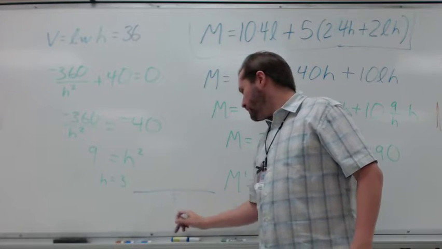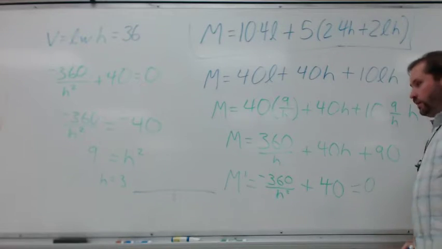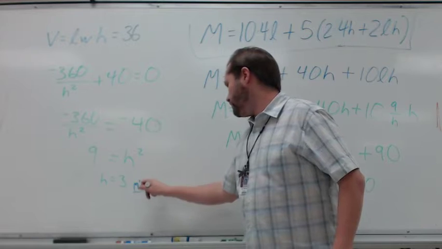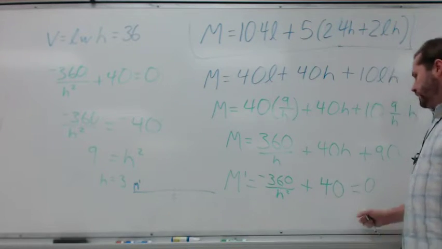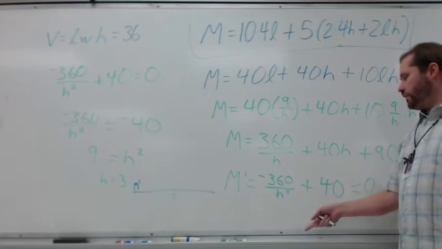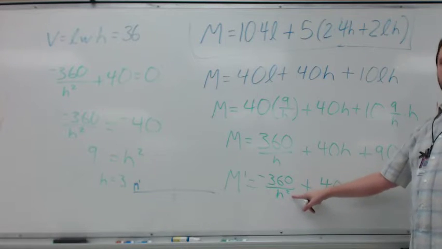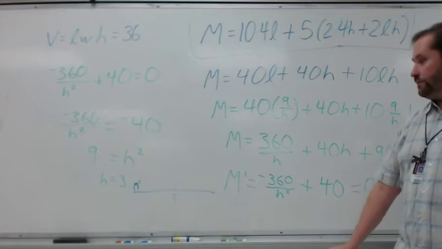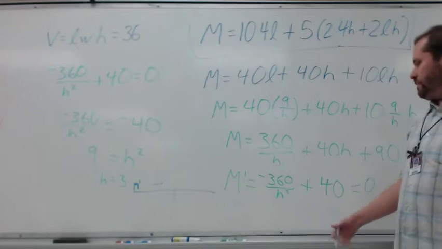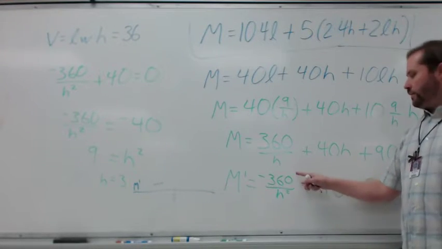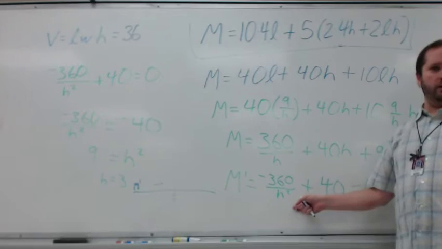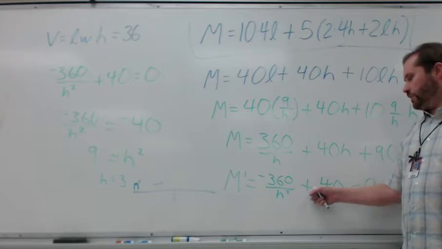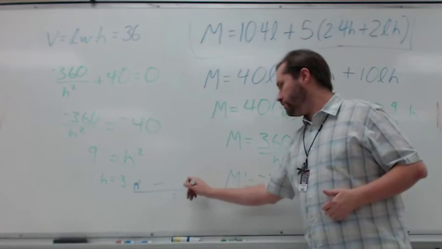So our critical number's at 3. And we're just testing our first derivative. I just want to know, what is m prime doing for values of h that are less than 3. So let's plug in like 1. When you plug in 1 for h, we get negative 360 over 1 plus 40, negative. Plug in something bigger than 3, like a billion. What's negative 360 over a billion squared? Very small number, pretty much 0. Plus 40, going to be positive.